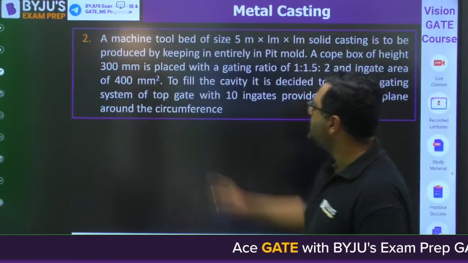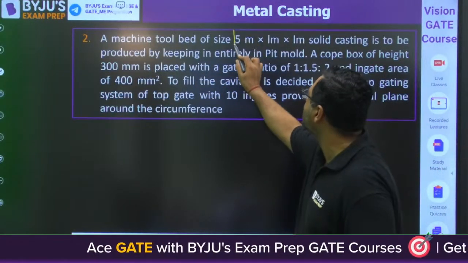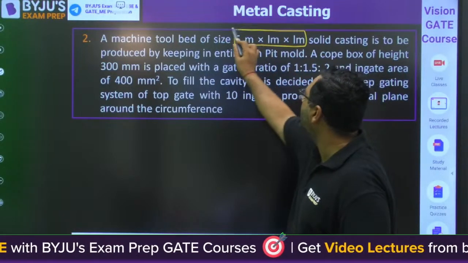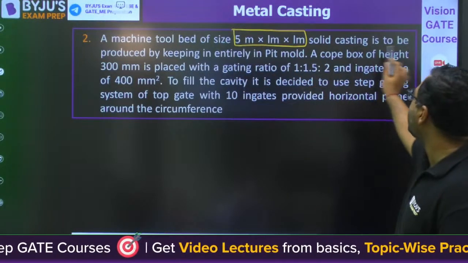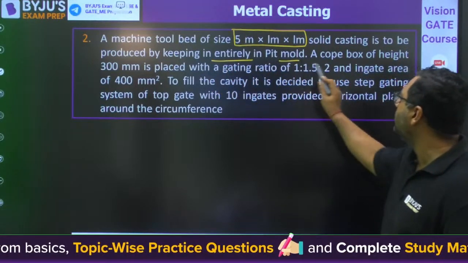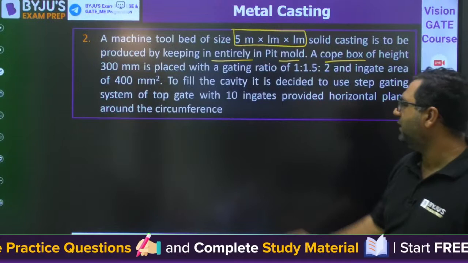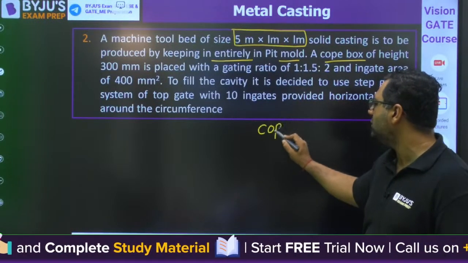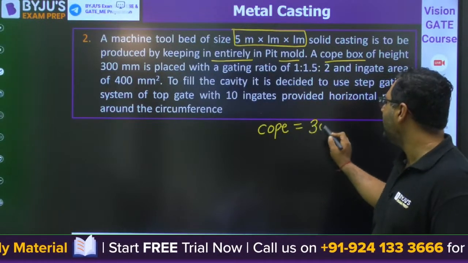So the data is this: a machine tool bed of this size. Then a solid casting is to be produced by keeping it entirely in a pit mold, with a cope box of height. So first of all, the height of the cope box is given to you as 300 mm.